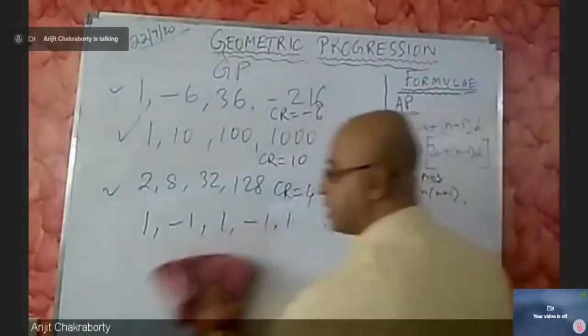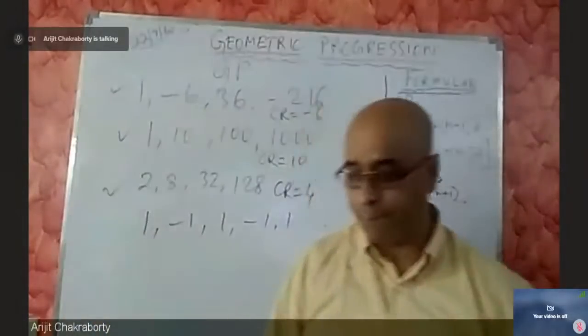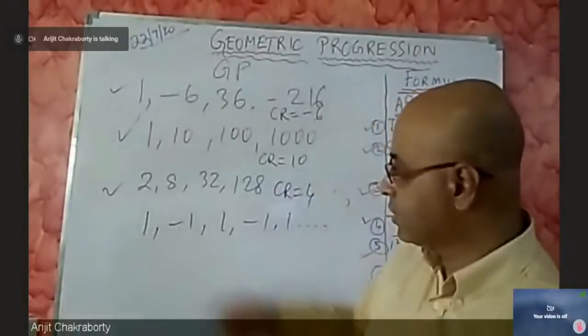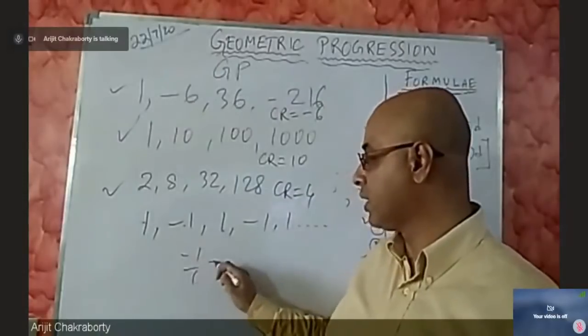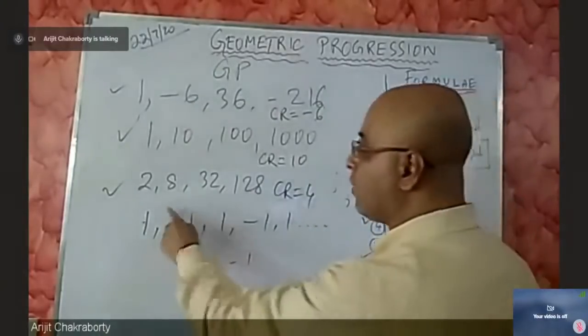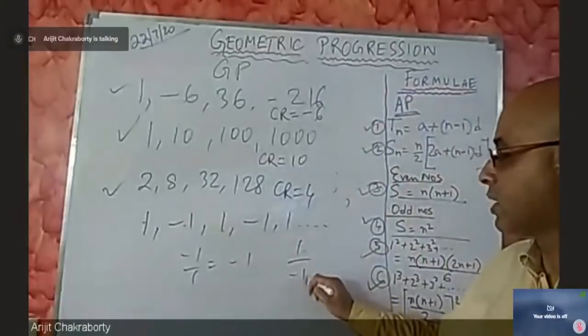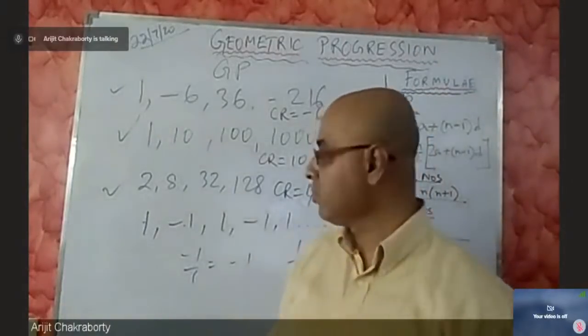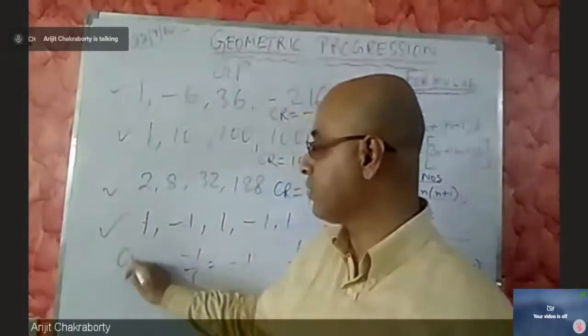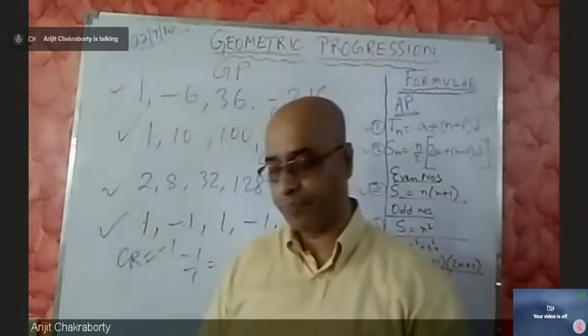This is a sequence. Is it an AP? No. Let us see the common ratio. This by this. Minus 1 by 1 is minus 1. Again, 1 by minus 1. 1 by minus 1 is equal to minus 1. Okay. So therefore, this is also a GP and the common ratio is minus 1.